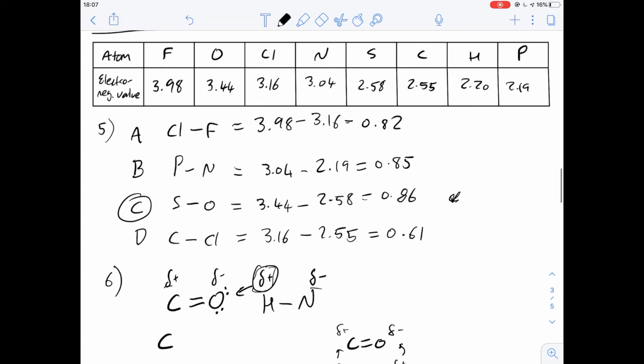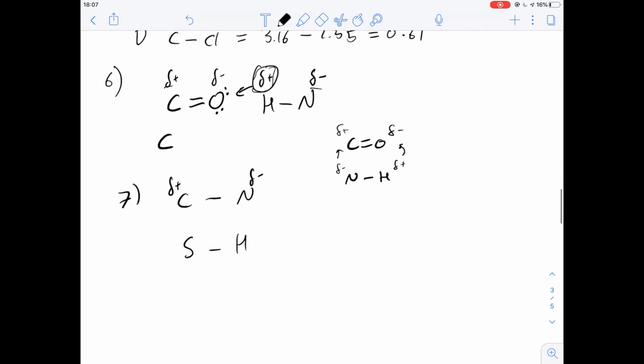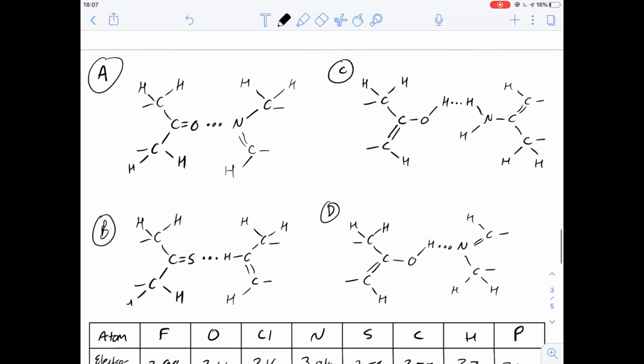So is sulfur or hydrogen more electronegative? Well, we can see here that sulfur is more electronegative. So we can say this can be delta positive and this can be delta negative. Therefore, the positively charged ends of these bonds, respectively, will be C and H, or carbon and hydrogen. Means that the answer for 7 is going to be B.